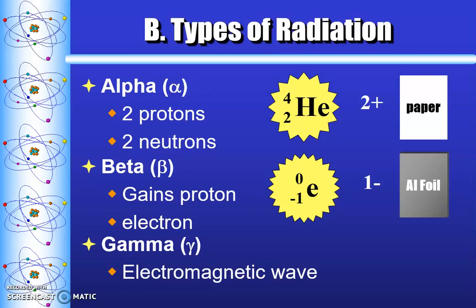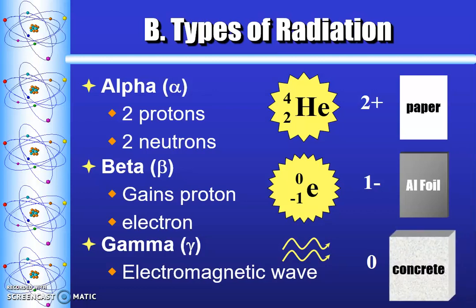Then we have gamma radiation. Gamma radiation is not a particle. It is an electromagnetic wave. So it does not have a charge because there are no protons, no electrons. It is neutral. But it can only be stopped by concrete. So it can tear through paper, it can tear through aluminum foil and keep on going, but concrete is what stops it.